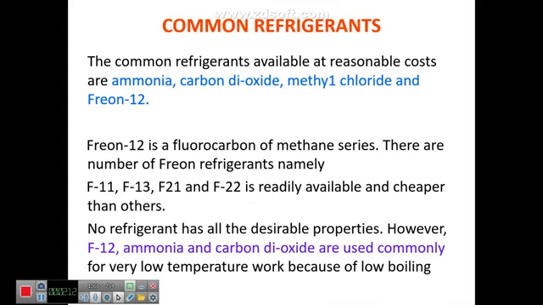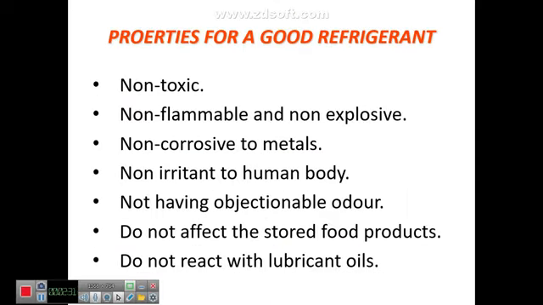Coming to the common refrigerants, we have ammonia, carbon dioxide, methyl chloride, and Freon 12, Freon 13, 21, Freon 22. The most commonly used are Freon 12, ammonia, and carbon dioxide. Coming to the properties of a good refrigerant, it should be non-toxic, non-flammable, non-explosive, non-corrosive, non-irritant to the human body, not having an objectionable odor, not affect the stored food items, and not react with the lubricant oils.